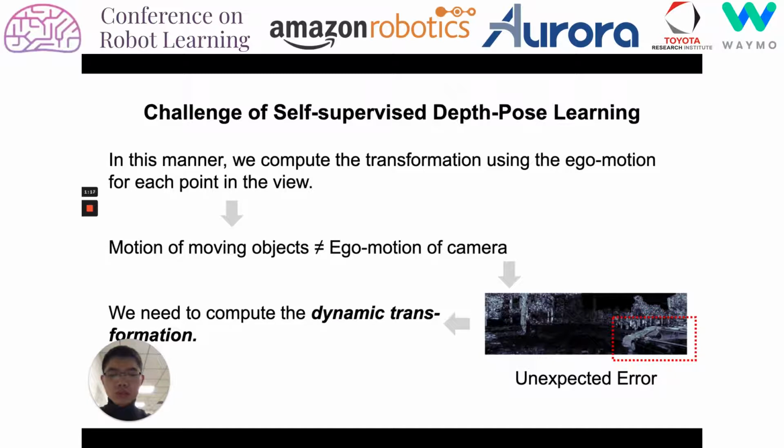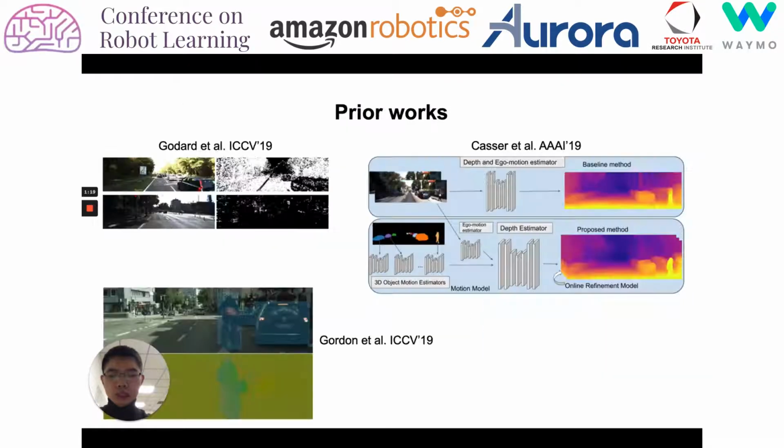Therefore, we need to compute the dynamic transformation for the moving objects. Some prior works also notice this issue, but there is not a method that can handle objects moving at arbitrary speeds without exterior pre-trained models.